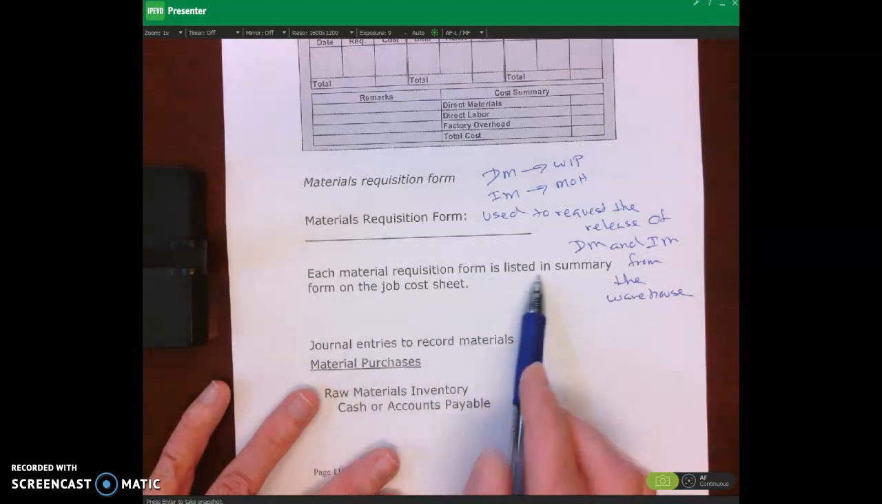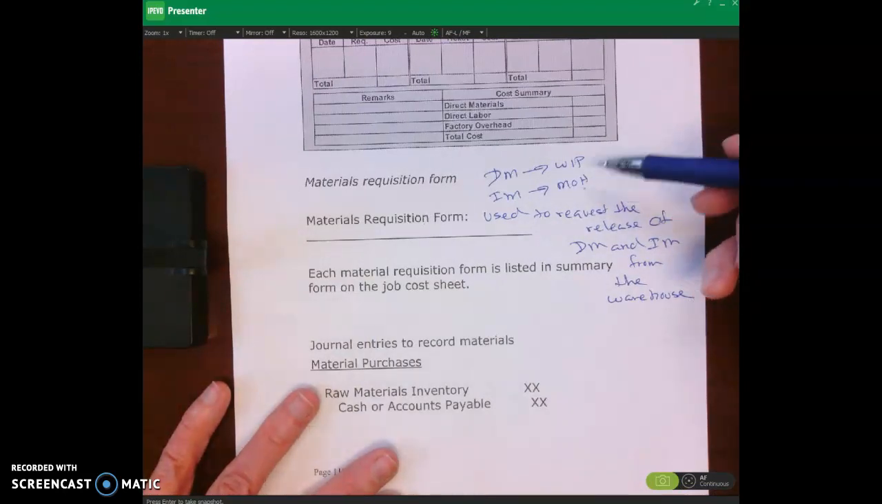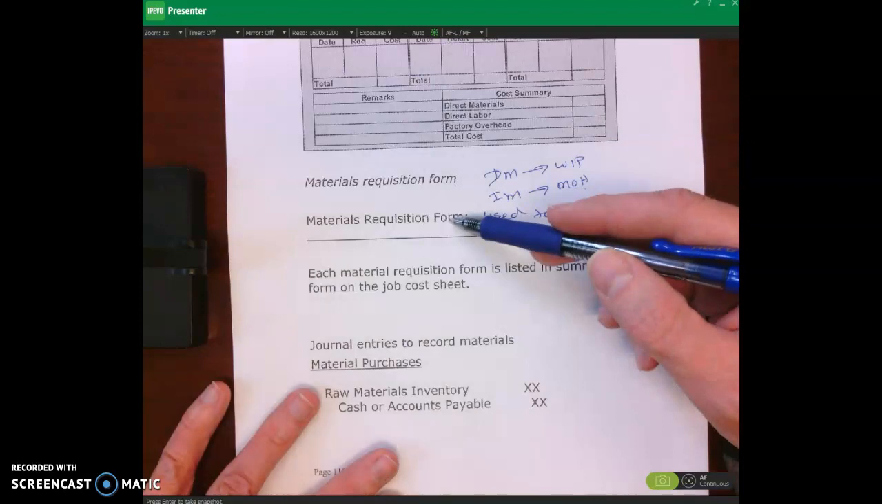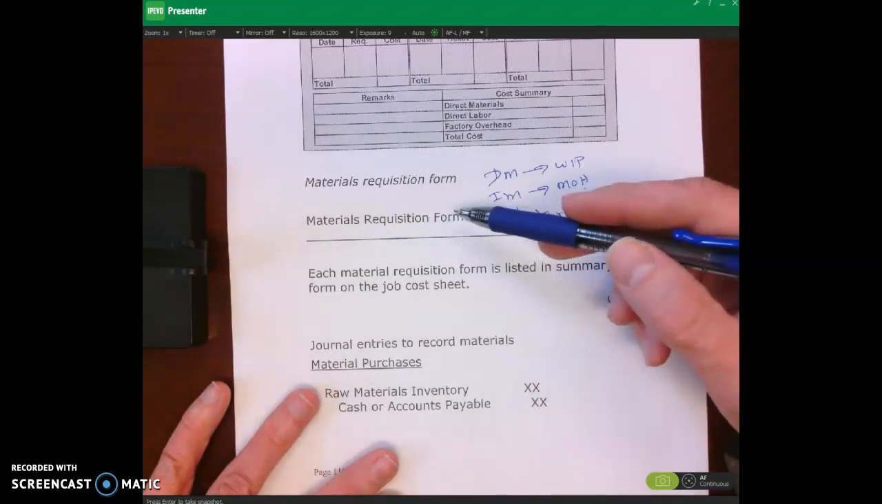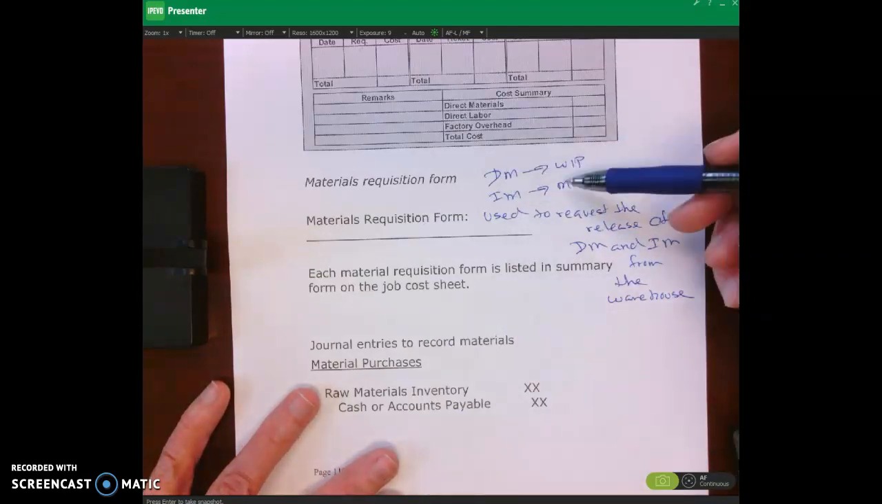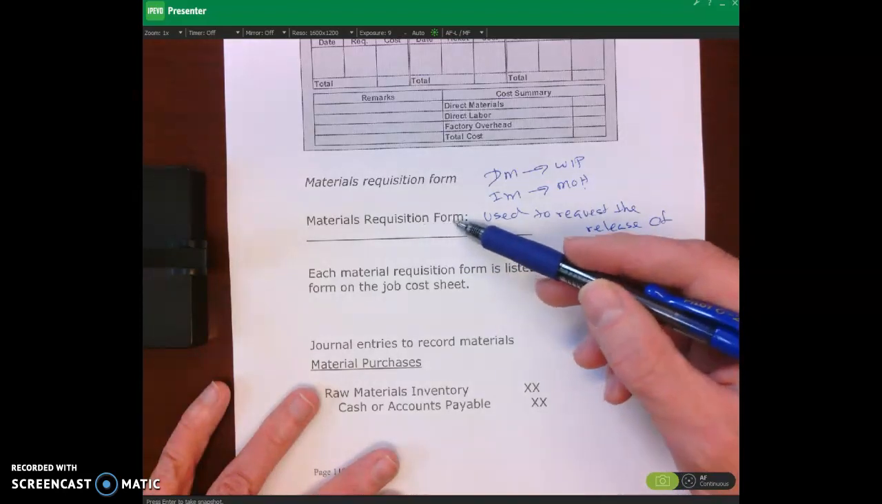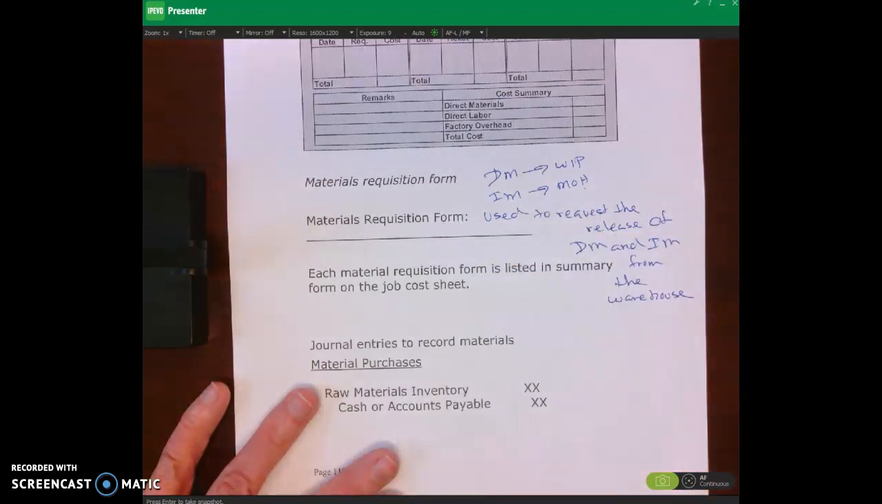Each material requisition is listed in summary form. So we're not going to be saying we had 5 boxes of screws on the job cost sheet. We would get that detail from the materials requisition form. On the job cost sheet, we're going to be saying, here's the total cost of materials. Okay? Not that kind of detail. So 5 boxes of screws, that would come from here. So you can think of this as supporting detail for the job cost sheet. The job cost sheet is showing our materials cost at a summary level. This is the detail showing you these are the exact materials that we actually had, that we actually requested from the warehouse.